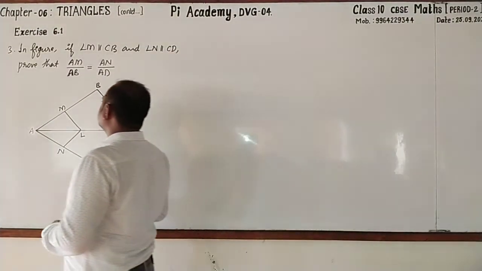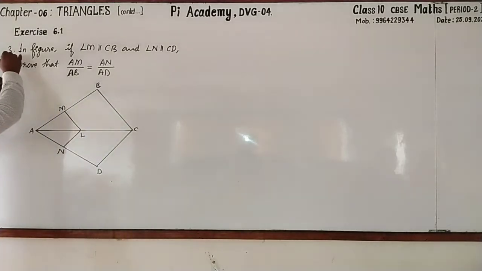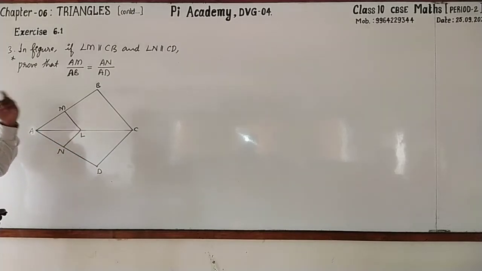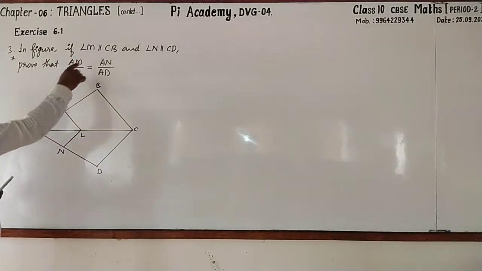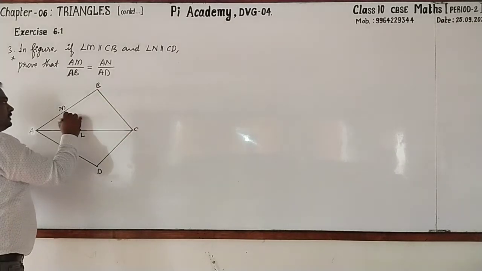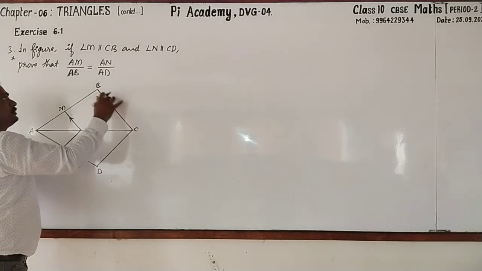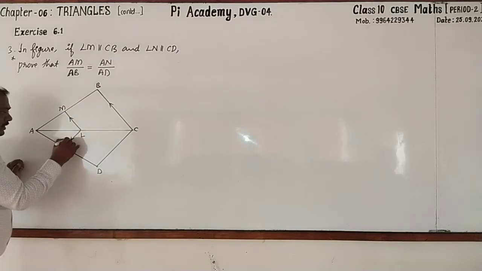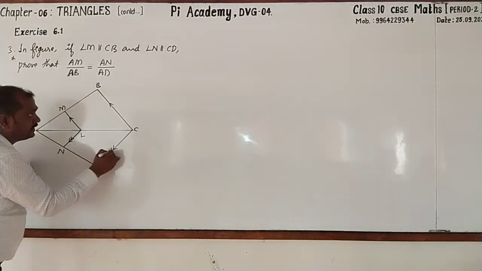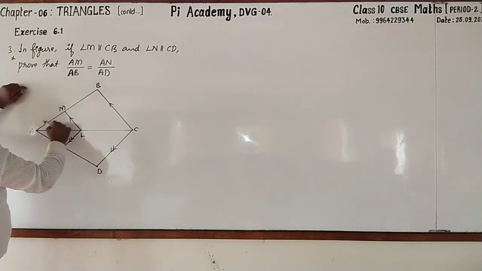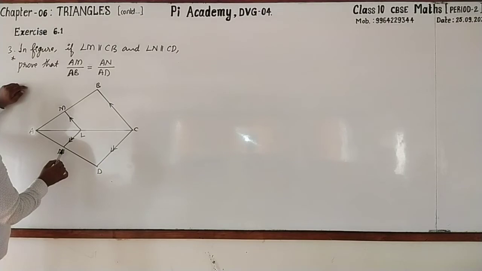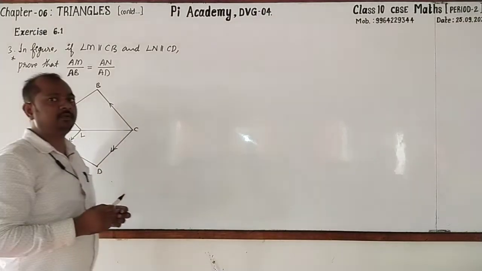Dear students, this is also one of the important statements and is also very simple. Pausing the video, you may copy this. Then after that, I'll explain. Hope that you have copied, and observe it. In this figure, they have given LM parallel to CB. See that I am marking LM parallel to CB, and LN parallel to CD. If it is so, we have to prove that AM by AB is equal to AN by AD. Is it not simple? Definitely.